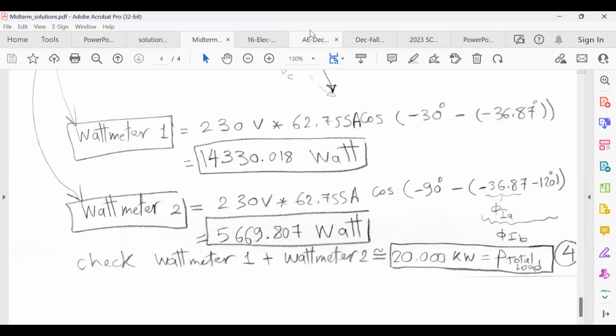Sorry, there is a typo here. So this one, 20,000 watt, or 20 kilowatt. Of course, it should be obvious.